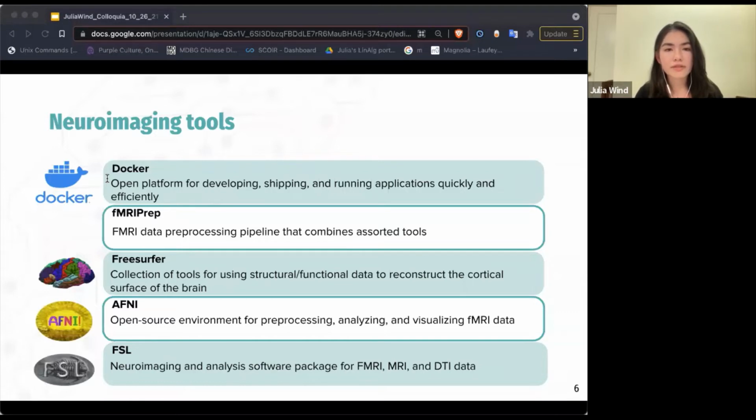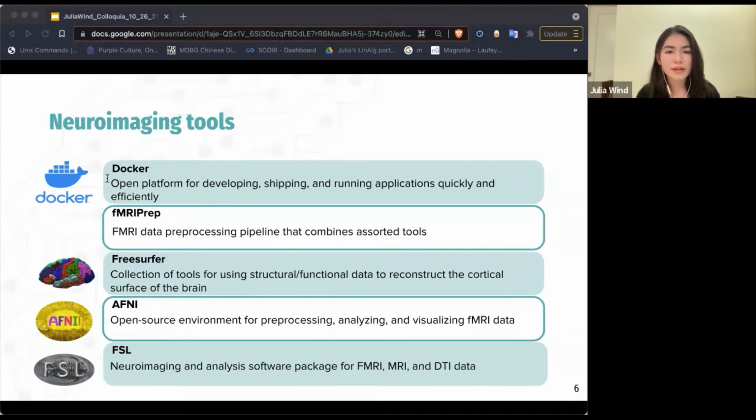Another application, AFNI, is an open source environment for preprocessing, analyzing, and visualizing the 3 fMRI modalities: anatomical, functional, and diffusion-weighted. Batch processing using shell scripting is also possible using AFNI to automate the preprocessing of data. FSL is another neuroimaging and analysis software package with a library of data for analyzing these 3 modalities of fMRI data.